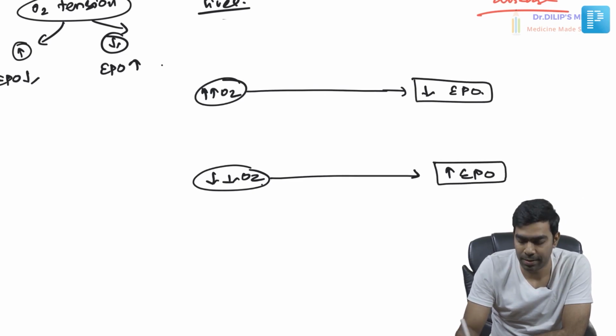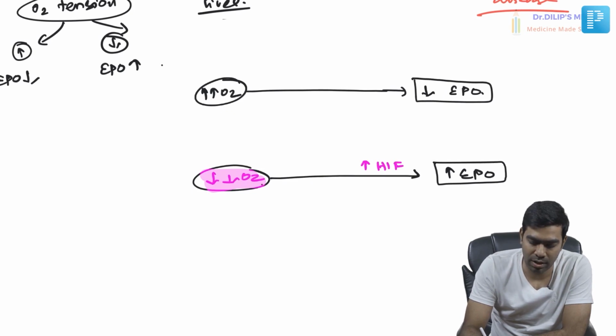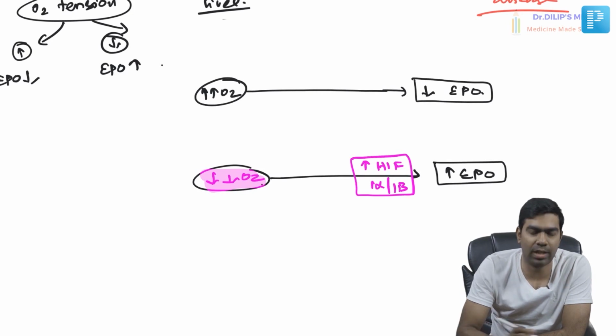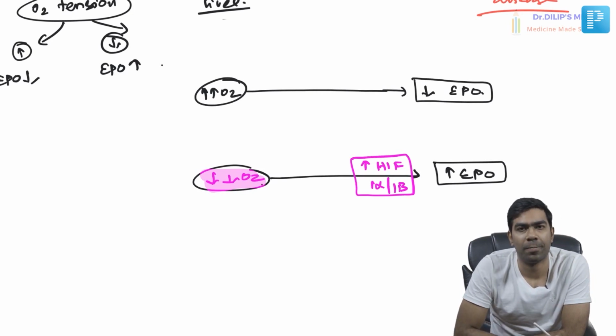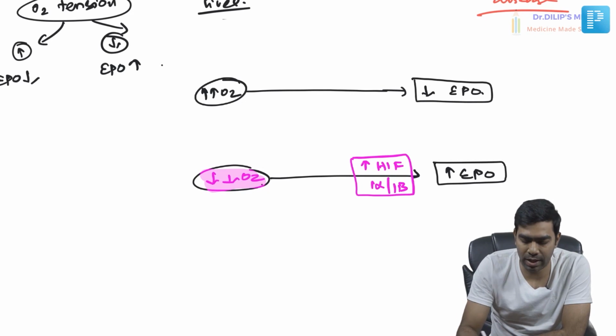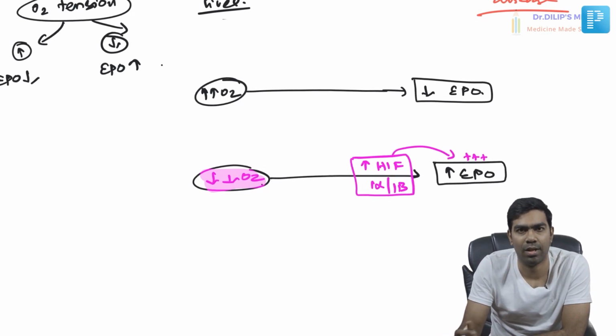You all know that. How the reduced oxygen tension increases erythropoietin is by increasing something called hypoxia inducible factors, typically 1 alpha and 1 beta. So this is the mechanism. They increase the hypoxia inducible factors 1 alpha and 1 beta. This in turn will increase the erythropoietin gene transcription and it will increase erythropoietin synthesis. But how there is a control, let us see.